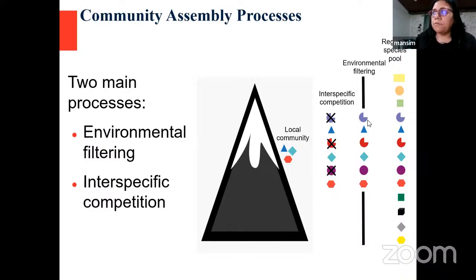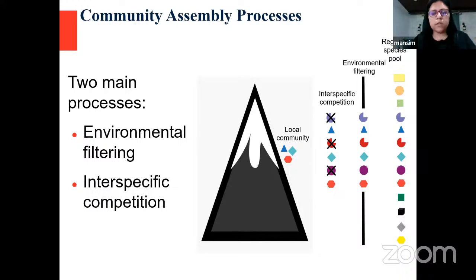So your environmental filtering has selected for very similar species that can survive in the environment, and interspecific competition has removed a few of these to minimize the competition and create more distance between these species. So your net result, or your local community, is now a trade-off between how similar and dissimilar these species can be, right? So this is how you study the relationship between a local community and a regional species pool.